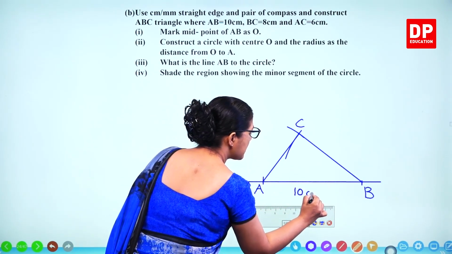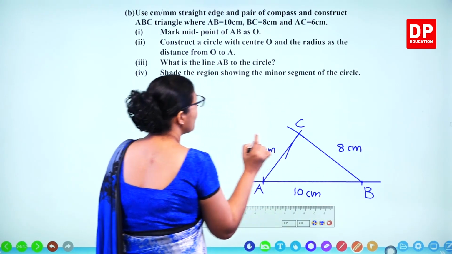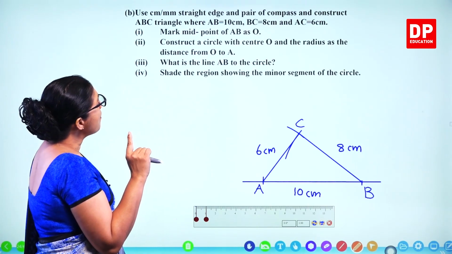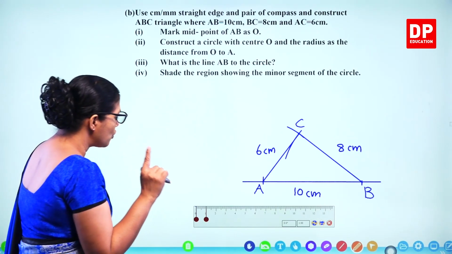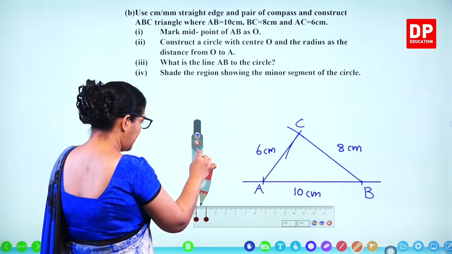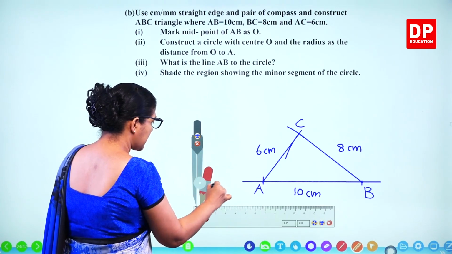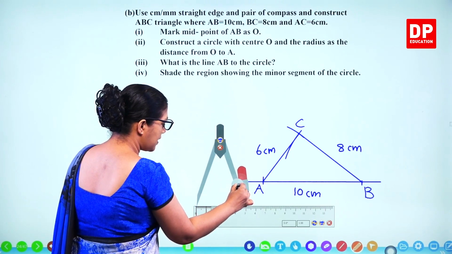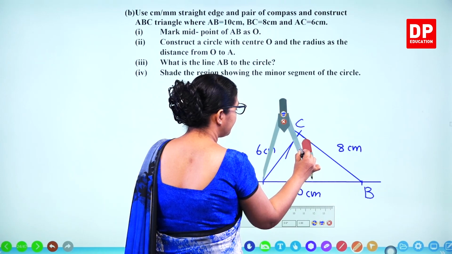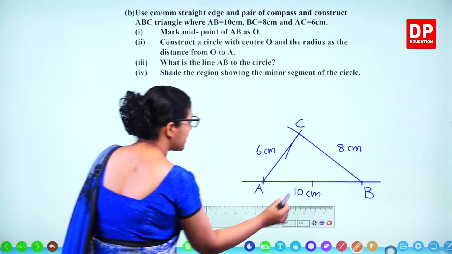Ten centimeters, 8 centimeters and 6 centimeters here. So that's triangle ABC. Mark the midpoint of AB as O. So we have to mark a 5 centimeter length, because 10 is the whole length, and half of it, the midpoint, is 5 centimeters. So we can take a 5 centimeter length and mark here. That's the O point.